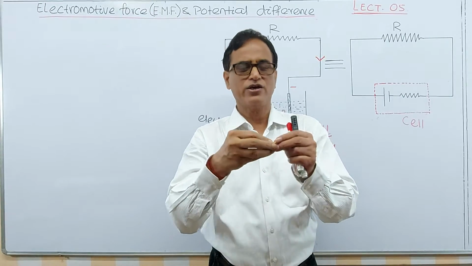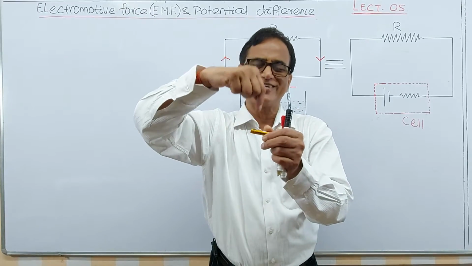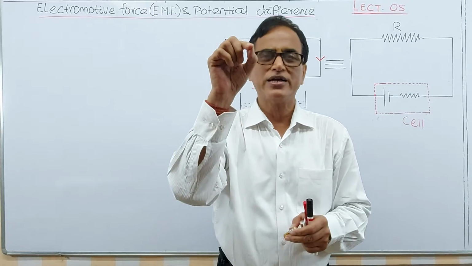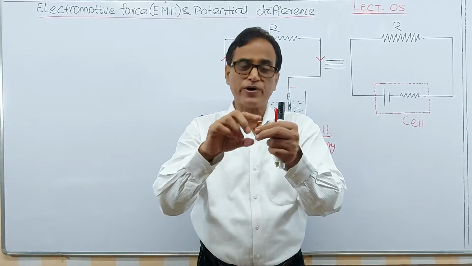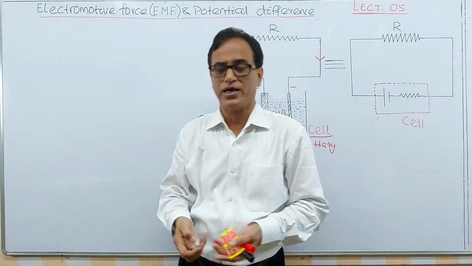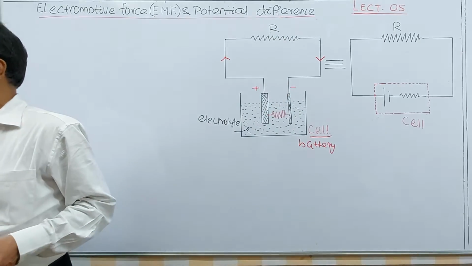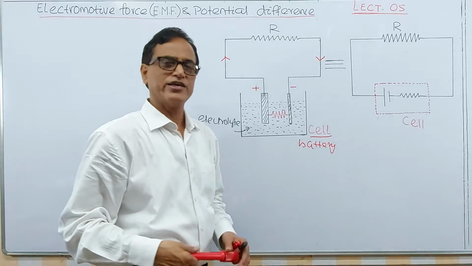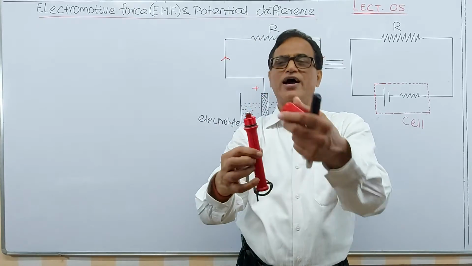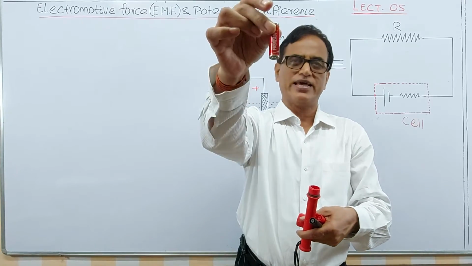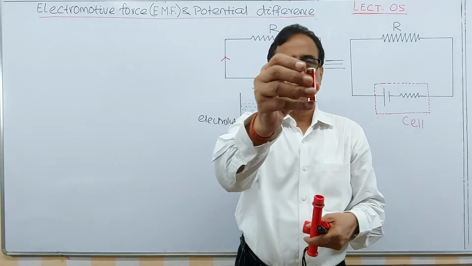You can take a battery and see what is written over it, and you will see it is written 1.5 volt. That means the potential difference across the positive and negative terminal is 1.5 volt. Similarly, I think you have seen some cells used in a torch. This is a torch, simply a torch. Now I have some cell here, and this cell is slightly larger than the earlier cell.